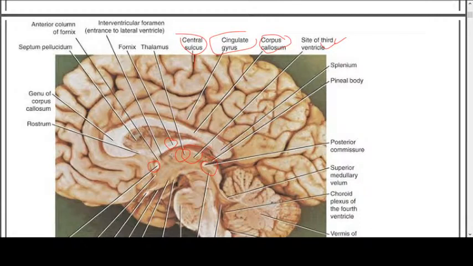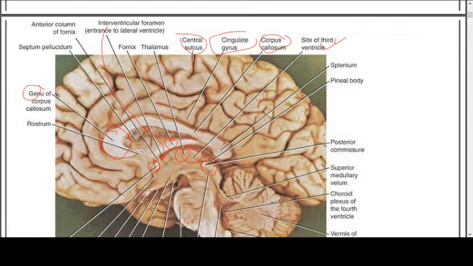Okay, interventricular lateral ventricle. This one is the interventricular lateral ventricle. Okay. Interventricular foramen or the interventricular lateral ventricle. Genu corpus callosum. Okay, this is corpus callosum, and this is the genu of the corpus callosum.